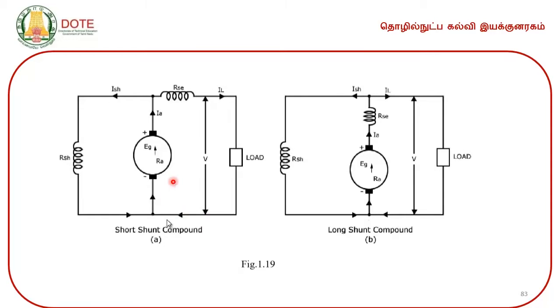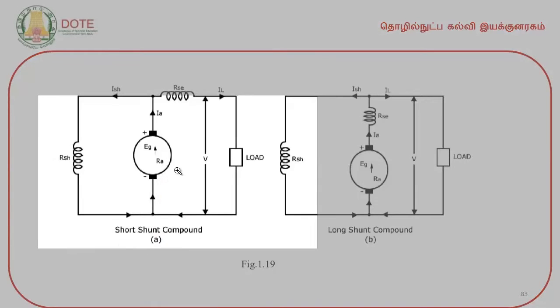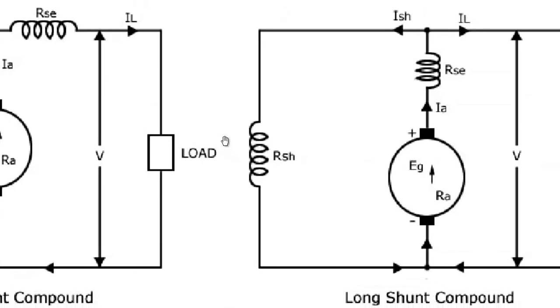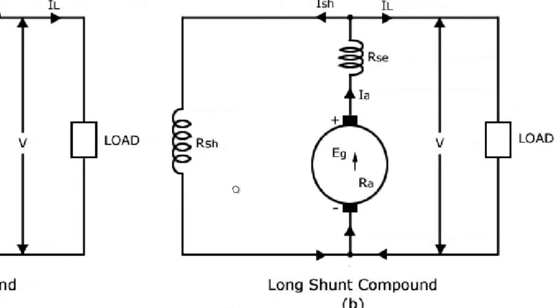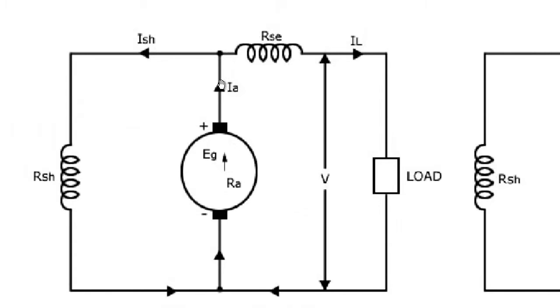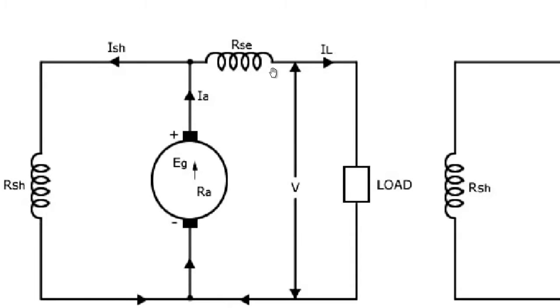Here are the diagrams of short shunt and long shunt. Here you can see the difference between short shunt and long shunt compound generators constructional wise. So, here the armature is not connected with any of the field windings in series, RSH is in parallel. Similarly, this RSE, that is the series field resistance, is connected to the load in series.